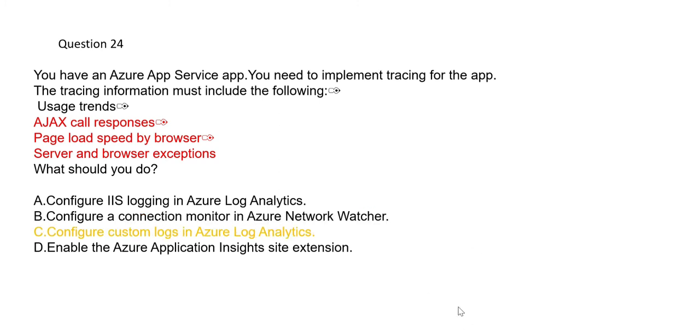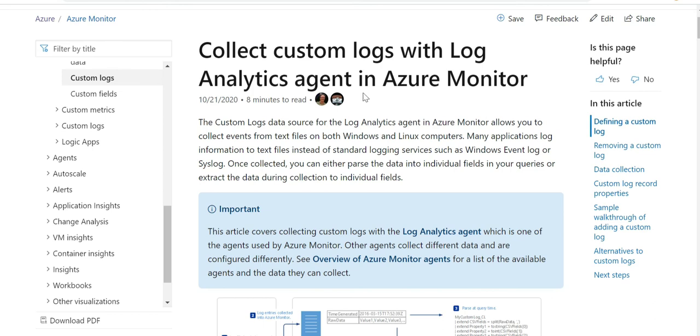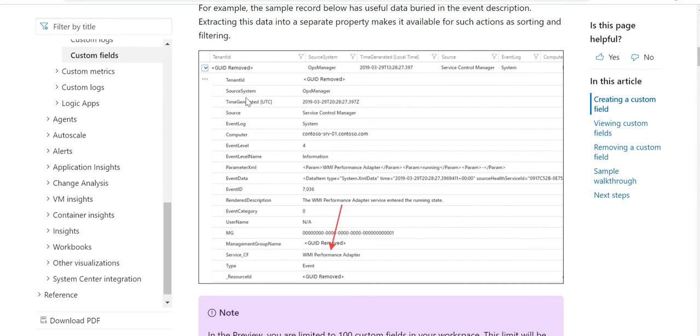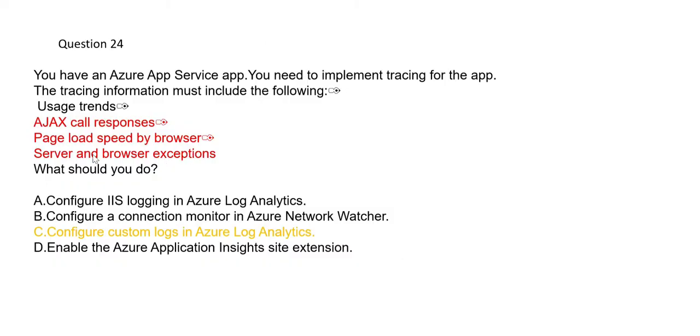Let's look at configuring custom logs in log analytics. As the name says, custom logs collect the log data via the log analytics agent for Azure Monitor. The data can have things like source systems, sources, event logs, event level, etc. But that is not what we want to monitor. We want to understand the page load speed by browser, AJAX call responses, etc. So C looks incorrect. Let's scan D first and then C, between C and D, which is the right option.